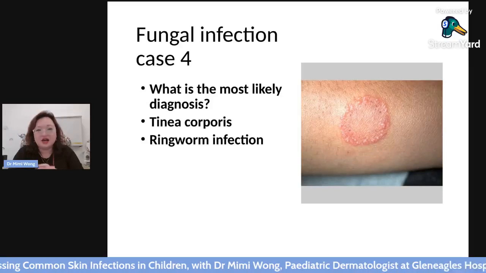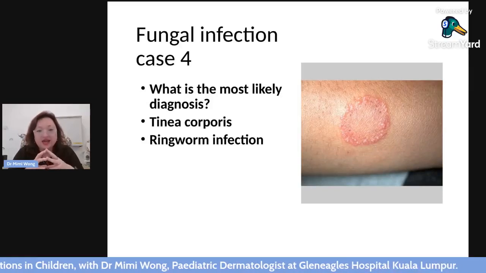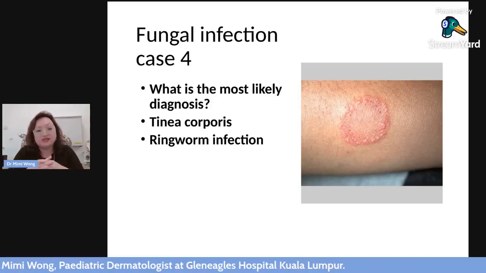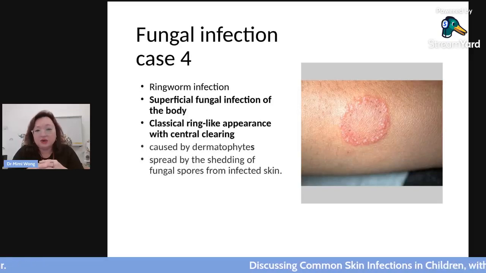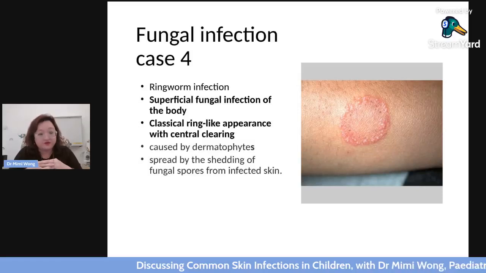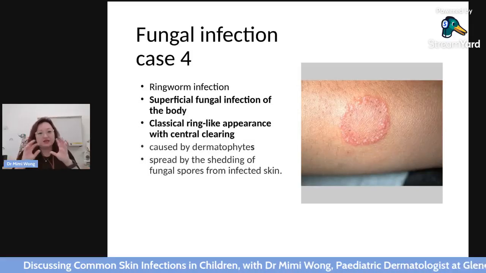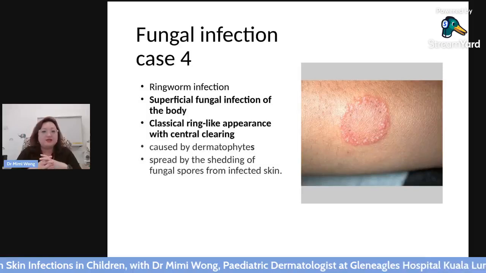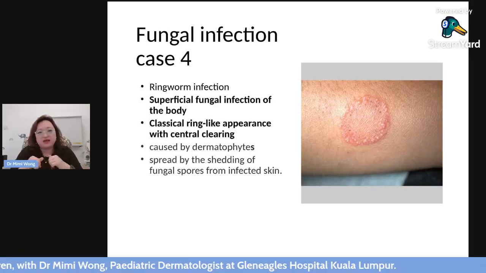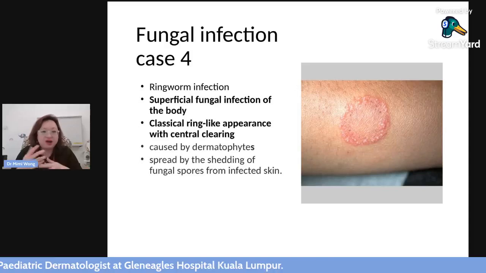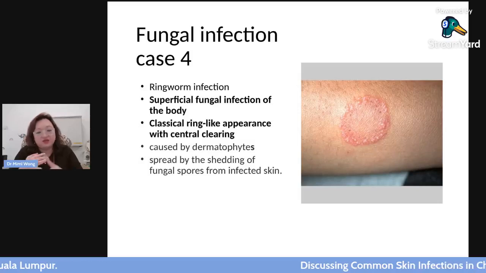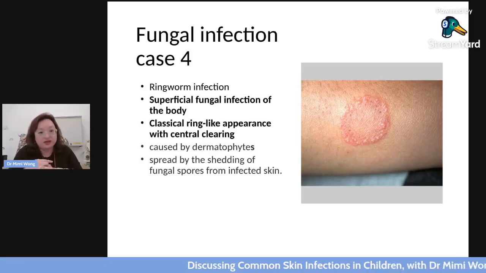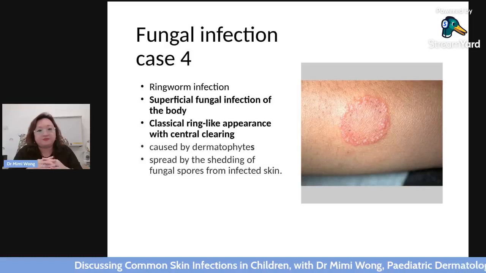Okay, so this is a ringworm infection. Because it's located on the body, we call it tinea corporis. If it's located on the hand, it's called tinea manuum, right? Ringworm infection is also a very superficial fungal infection of the body. It has this classical ring-like appearance with central clearing, and it's caused by dermatophytes, usually spread by shedding of fungal spores from infected skin. So when somebody has this skin lesion, try to avoid sharing personal belongings and avoid direct contact with the infected skin. How do we treat them?